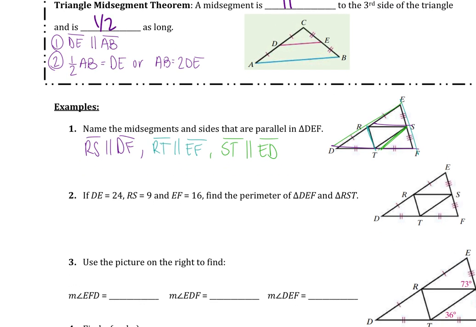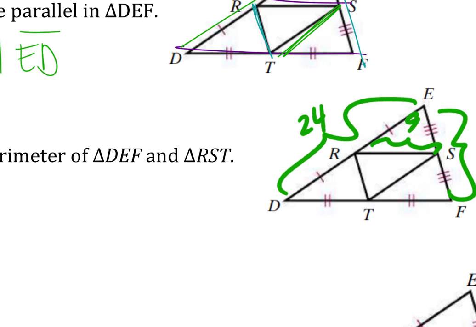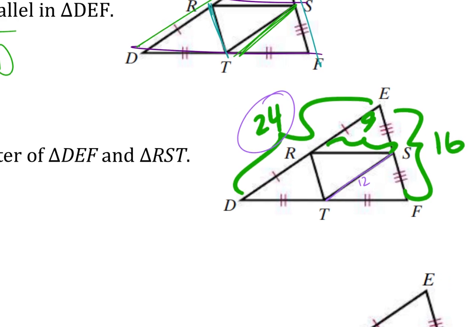So now if we know that DE, this whole thing here, is 24, and RS, this one, is 9, and EF, that one, is 16, find the perimeter of the two triangles. Let's just start filling this in. Remember, it's always half. Half of 24 is going to give us ST, so that's 12. Half of 16 is going to give us RT, so that's 8. And then 9 doubled tells us this one is 18.